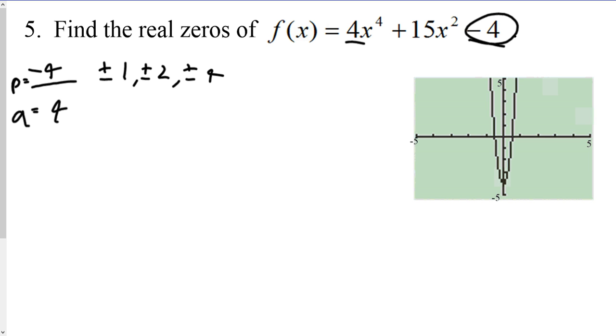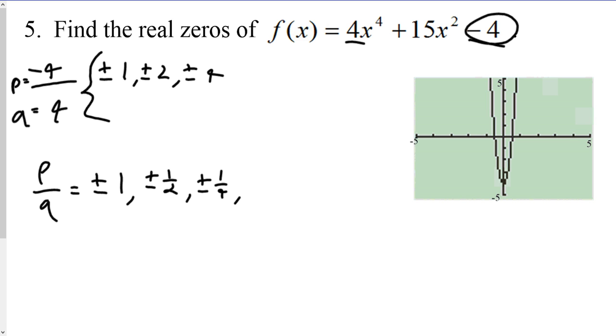Same thing is going to be for 4. So then I do p divided by q. And my possibilities are 1 divided by 1, I get plus or minus 1. 1 divided by 2, so I get plus or minus 1 over 2. And 1 divided by 4, I get plus or minus 1/4. And then 2 over 1, I get plus or minus 2. 2 over 2 is 1. That's a repeat. I don't need that. And 2 over 4 is a repeat of 1/2.